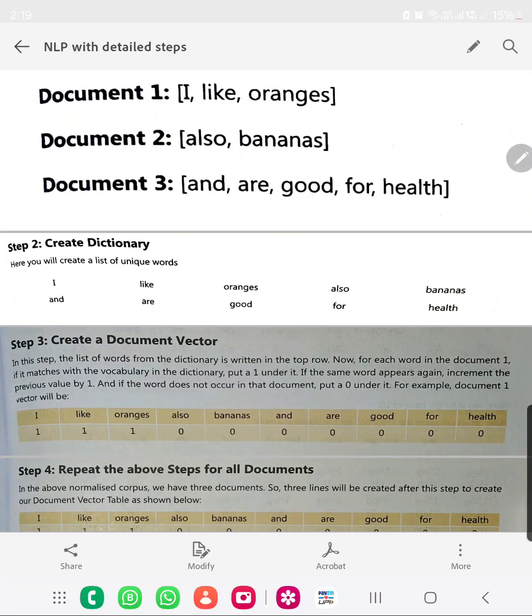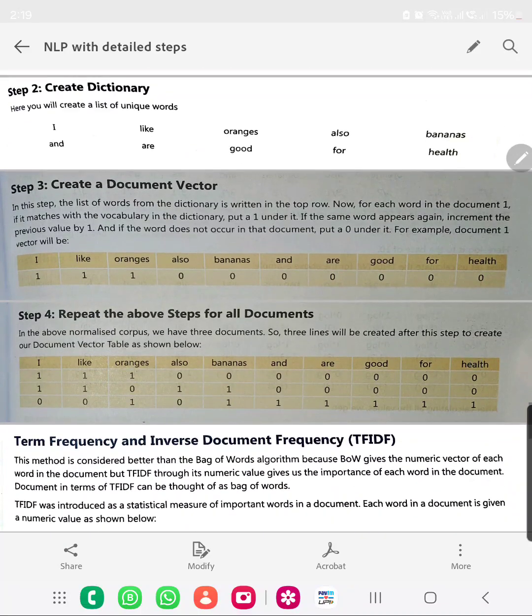Now we create a document vector. This is step 3, creating a document vector. So I have to write down all these same words of the dictionary. I, like, oranges, also, bananas, and, are, good, for, health. Can you see that? So I have just repeated these words, and we make it in a table form.